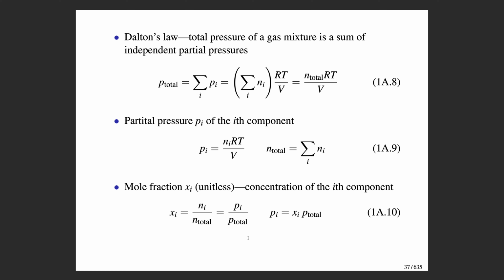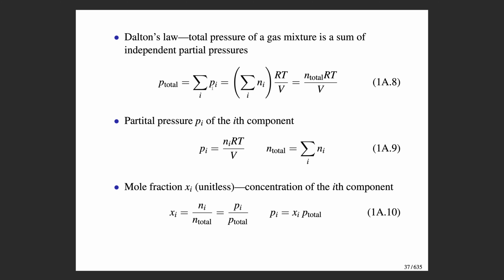Dalton's law is for gaseous mixtures, perfect gas mixtures in fact, and what it states is that the total pressure of a perfect gas mixture is just a sum of independent partial pressures. So here we have the pressure of a gas mixture, the total pressure, expressed as the sum over gas components, and Pi is the partial pressure of the ith gas component.